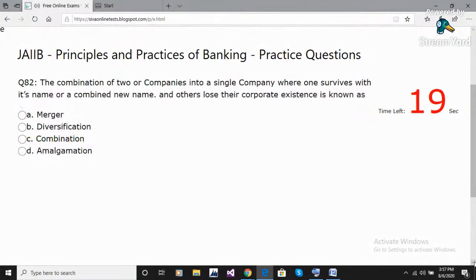Question 82. The combination of two or more companies into a single company where one survives with its name or a combined new name, and others lose their corporate existence is known as Option A merger, Option B diversification, Option C combination, Option D amalgamation. Answer B diversification.